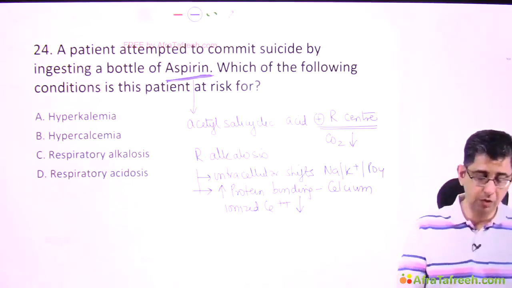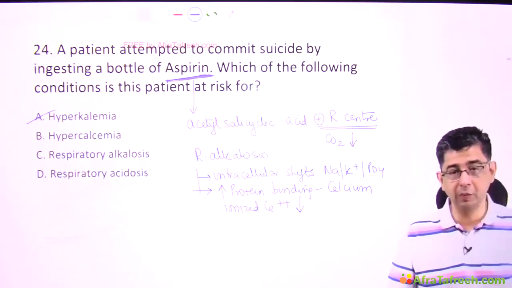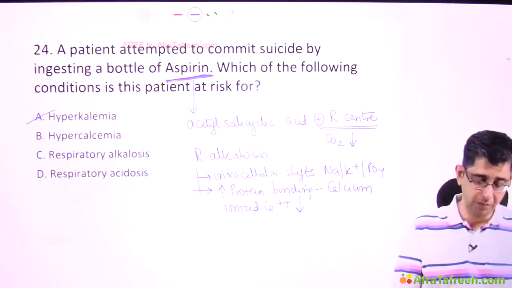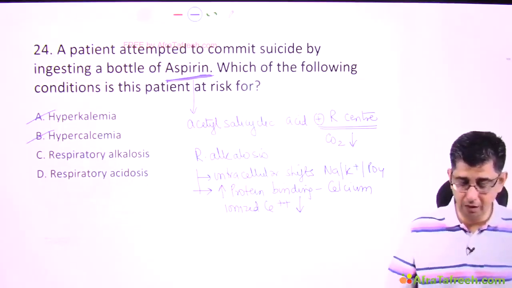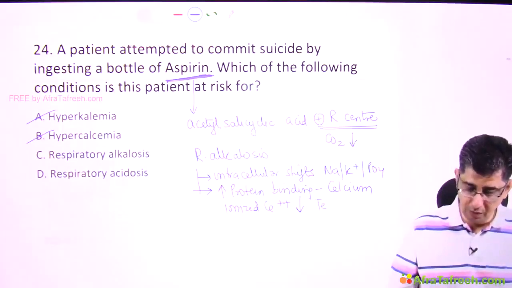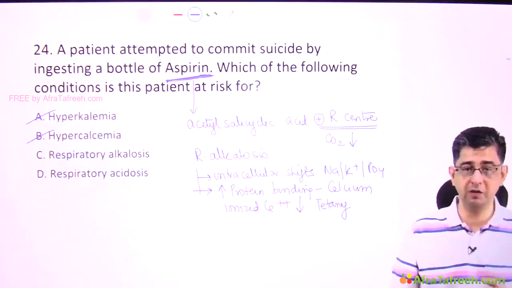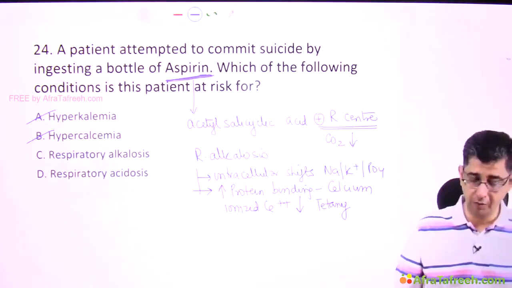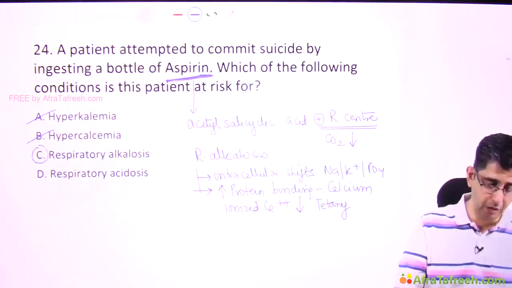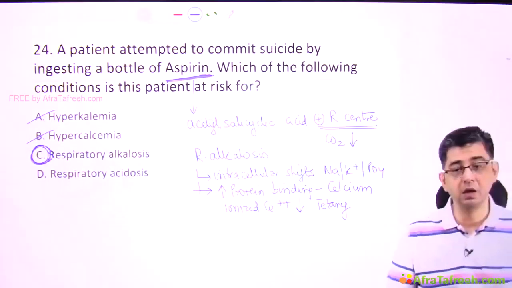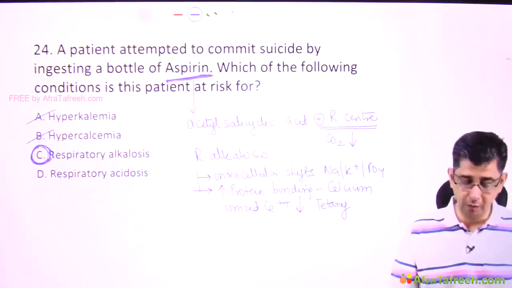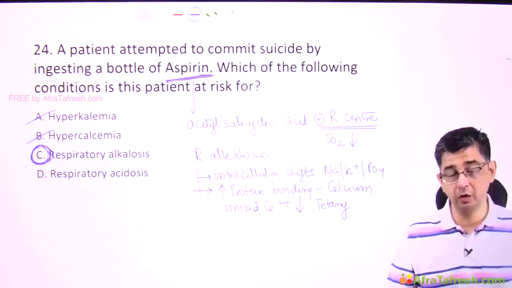Choice A is ruled out in this question because it would be hypokalemia. Choice B is ruled out because there would be tetany, that is hypocalcemia. From the remaining two options, I wanted you to remember that because the patient will be having hyperventilation, there will be a development of respiratory alkalosis in this case. So the message is that carbon dioxide depletion is dangerous, carbon dioxide accumulation is dangerous.